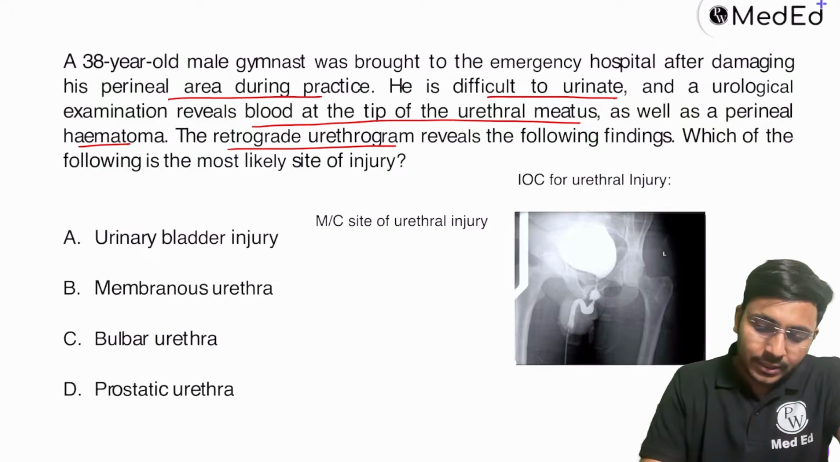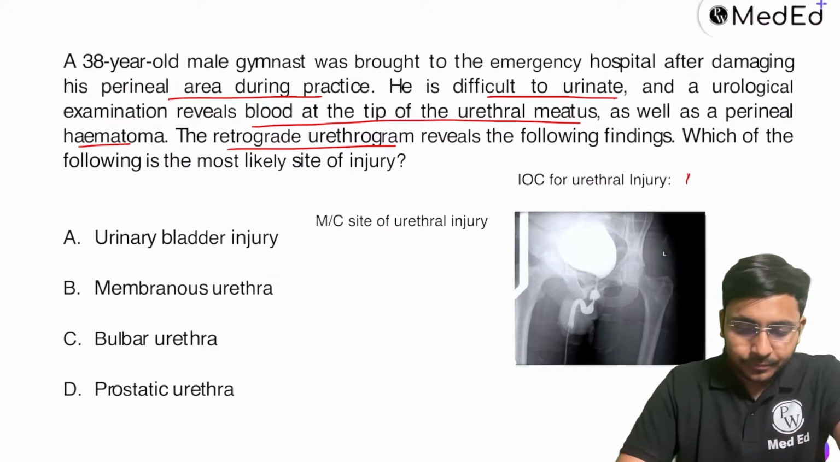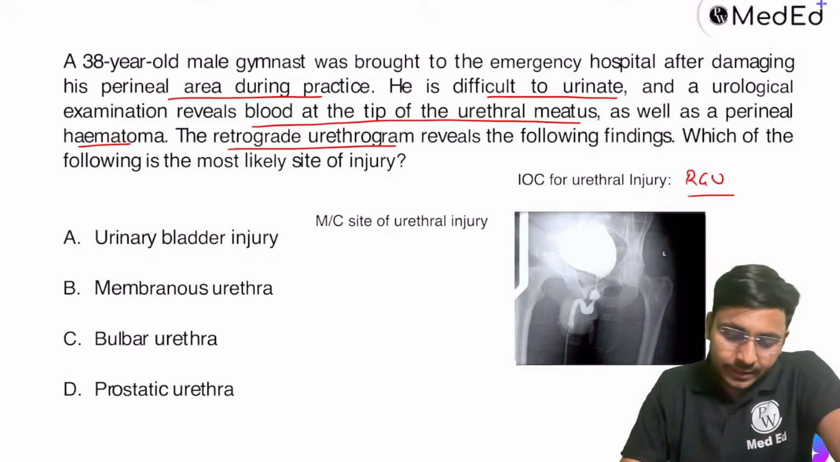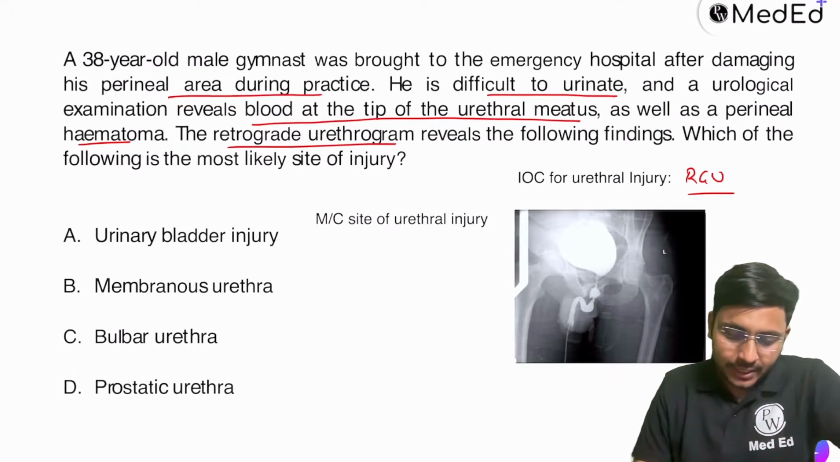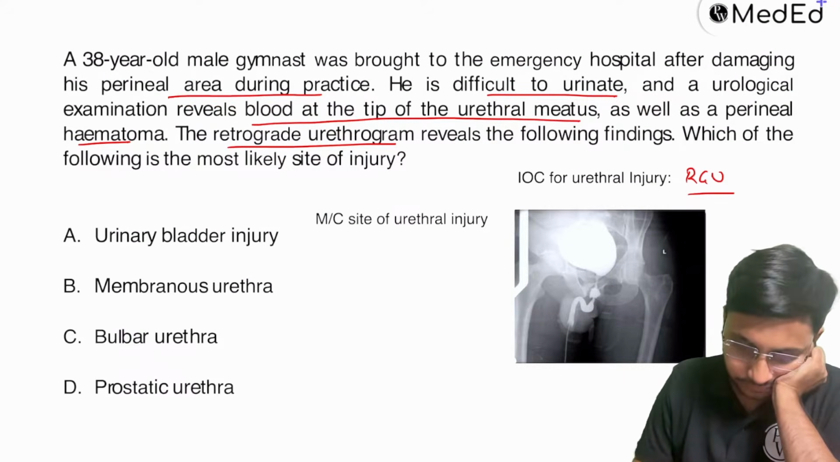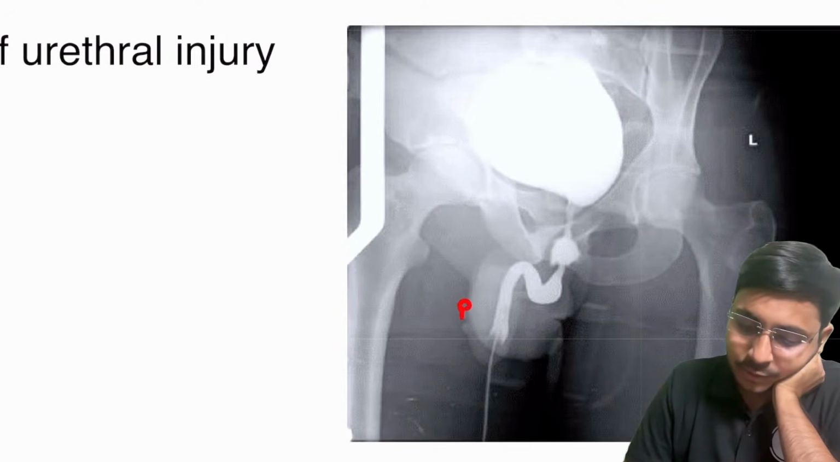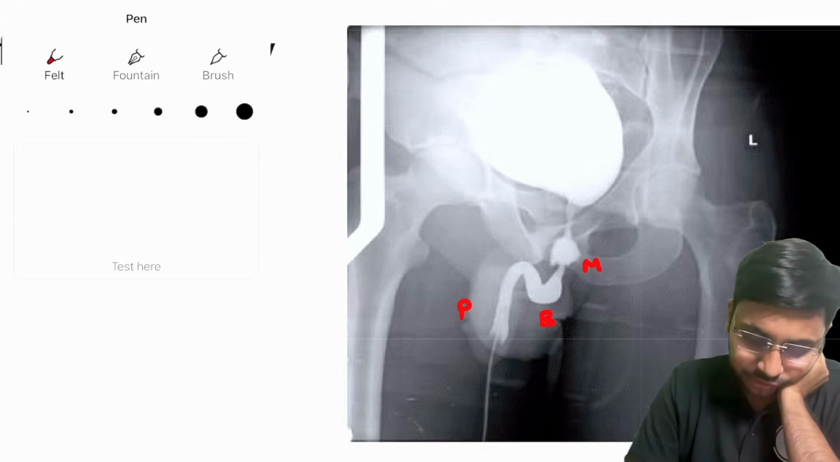Investigation of choice for urethral injury is RGU. What is the most likely site? So what are you seeing here? Tell me what is the most likely site here. This is an RGU: penile urethra, bulbar urethra, membranous, and prostate.